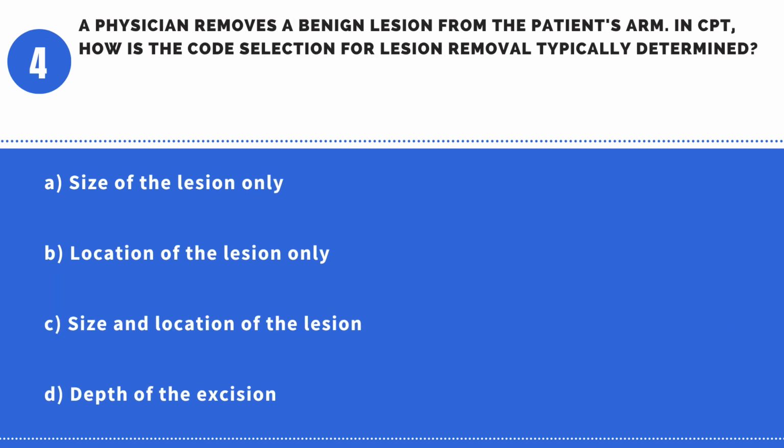Question 4. A physician removes a benign lesion from the patient's arm. In CPT, how is the code selection for lesion removal typically determined? A. Size of the lesion only. B. Location of the lesion only. C. Size and location of the lesion. D. Depth of the excision.